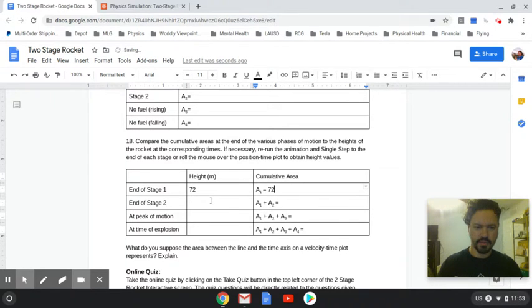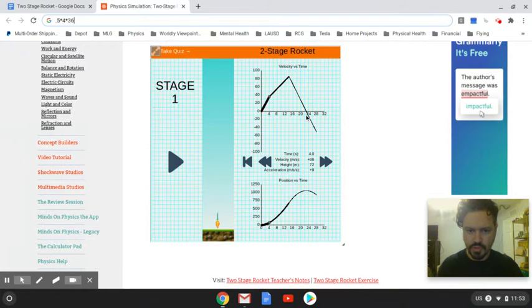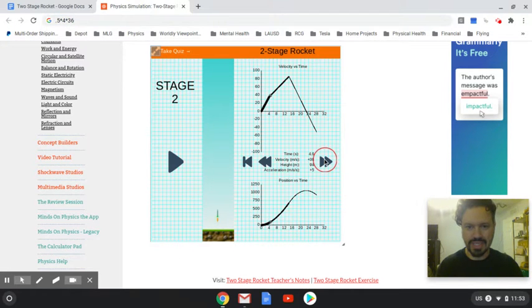Okay. The height at the end of stage 2, I would go like this and wait for a little while. There. Okay, right there. So height is now 682 meters. I got a lot higher. And time is 14 seconds.